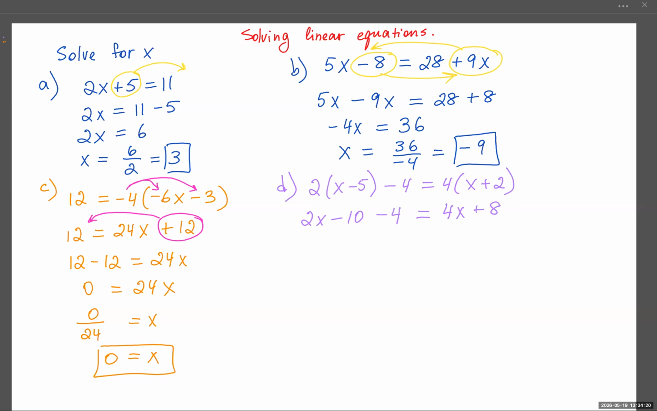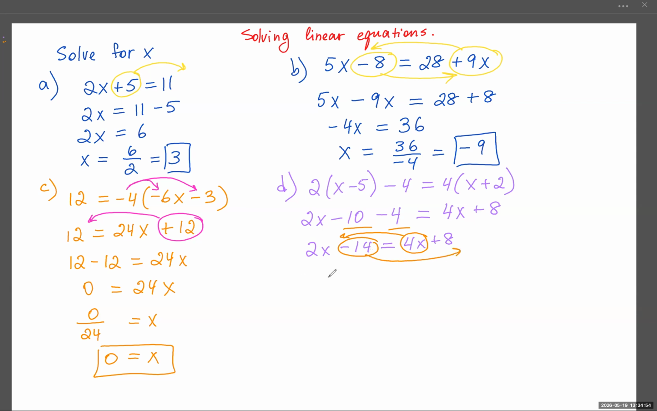Now, on the left, we do have a set of like terms, so let's go ahead and take care of that. 2x, negative 10 plus a negative 4, that's negative 14. 4x plus 8. And now we have a situation where, again, the x's are split between two different sides of the equal sign. The numbers are also split. So let's go ahead and put the 4x to the left, and we'll put the negative 14 to the right. The signs will flip.